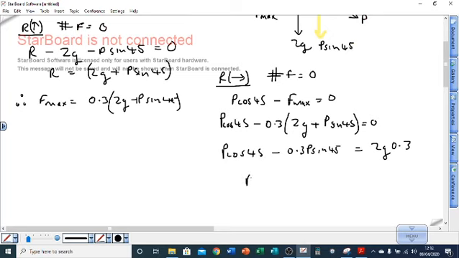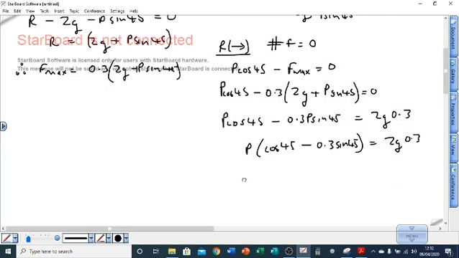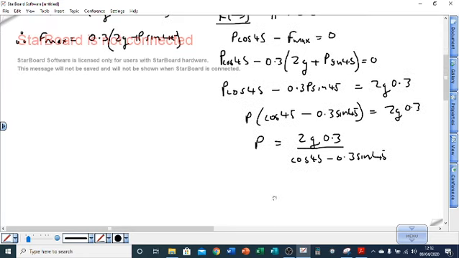Factorize this by pulling a p out, and you end up with cos 45 minus 0.3 sin 45. Okay, and that is equal to 2g times by 0.3. And obviously, to finish that off, p is simply equal to 2g multiplied by 0.3, all divided by your cos 45 minus your 0.3 sin 45. So that will give us, to 3 sig fig, because we've used g, so 3 sig fig at most.